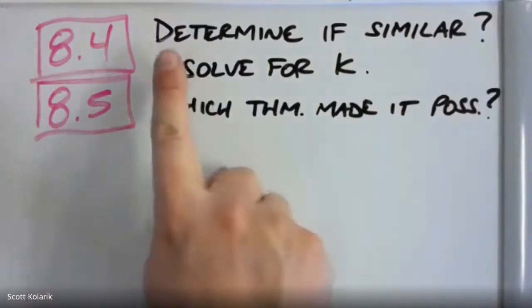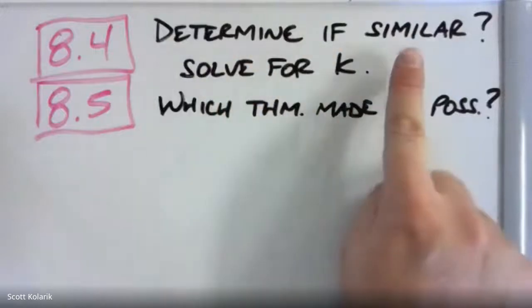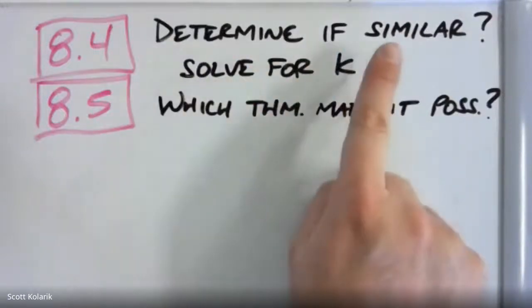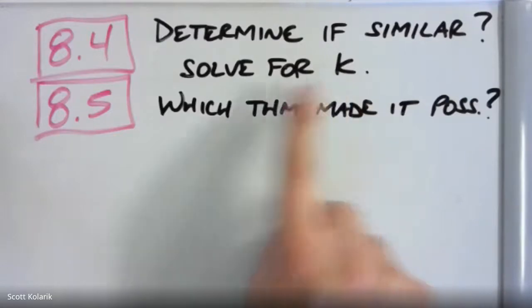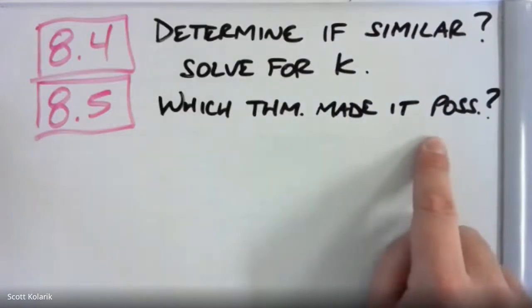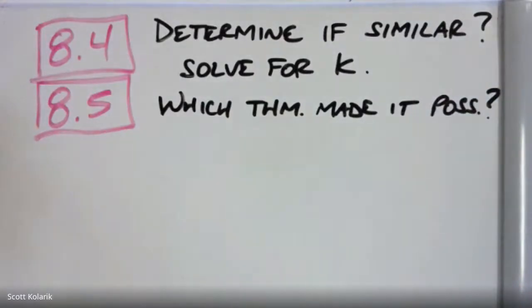All right, so I'm going to be given triangles, and I'm going to have to determine if they're similar. Based on that question, it is possible that they're just simply not similar. Then I'm going to solve for k if they are similar. If they're not similar, there is no constant k, so I could just stop at that point. And then I need to determine which theorem made it possible for me to reach that conclusion.